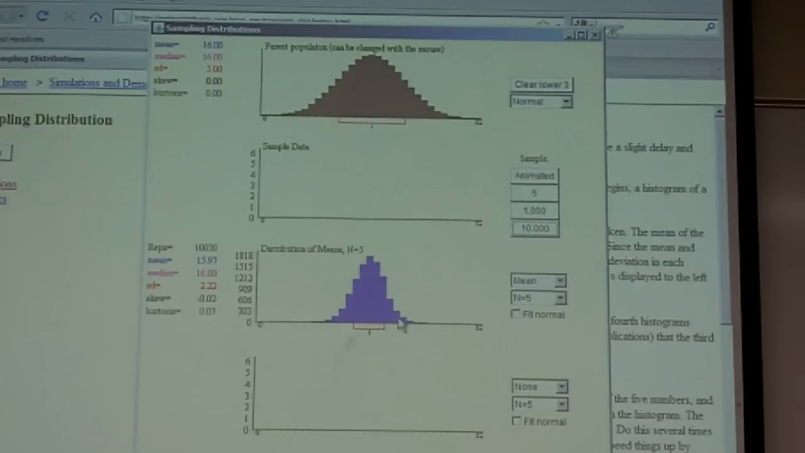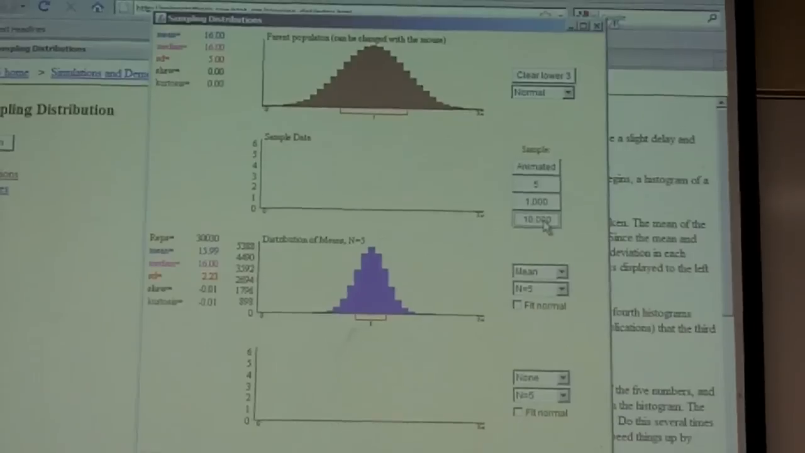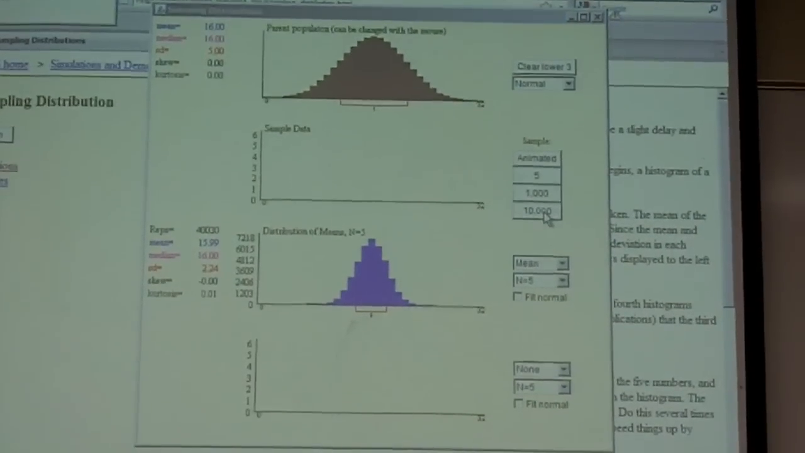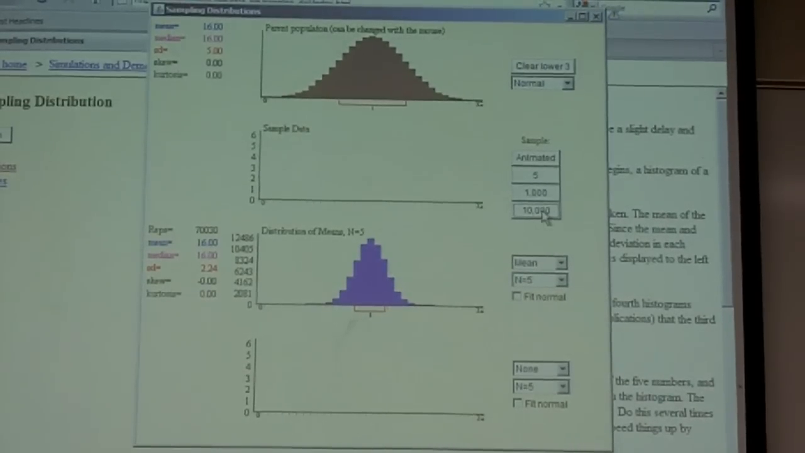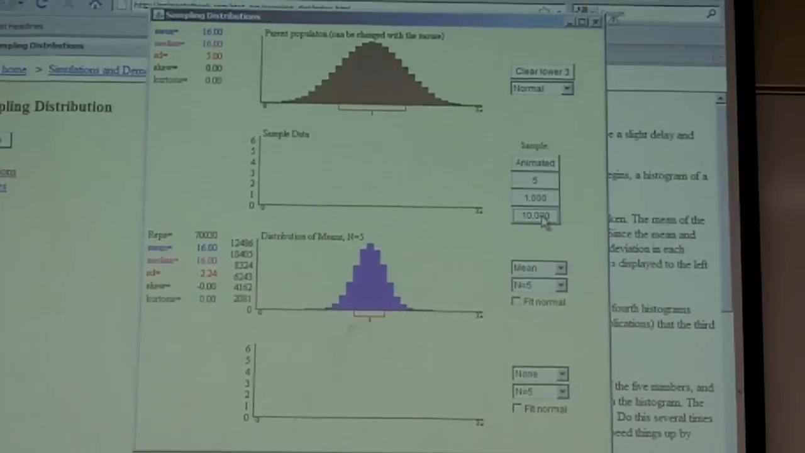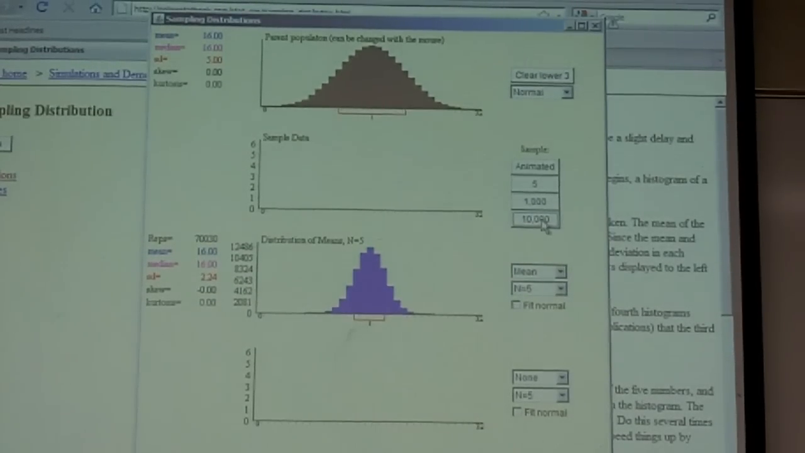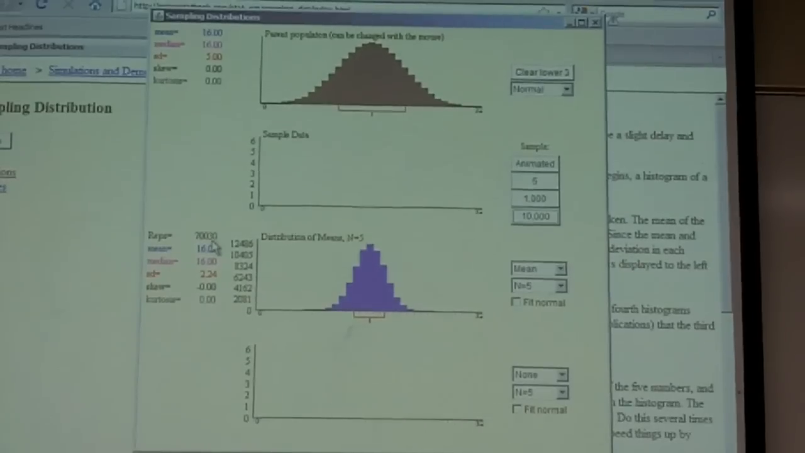It builds up a distribution that's normal in shape, and that has a mean right on top of this mean. So the mean here is 15.97, and the mean here is 16. If we run it 10,000 times more, 15.98, it's getting closer. 15.99, and 15.99 still, it's not moving. 16, yes! And that actually hit the mean on the spot.